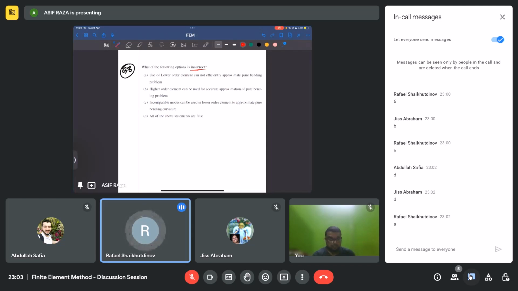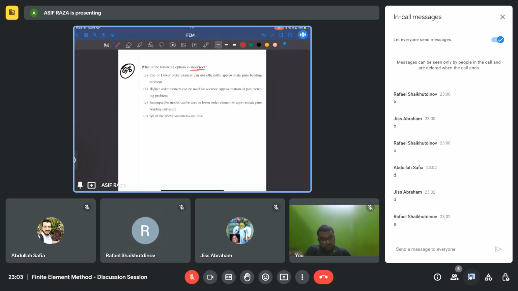Okay, okay. This was the goal of the lecture, to show that we can actually use a lower order element to efficiently approximate. So we use that. So it's then correct. But higher order element, I don't know. Incompatible modes, I also don't know. So I answered A.